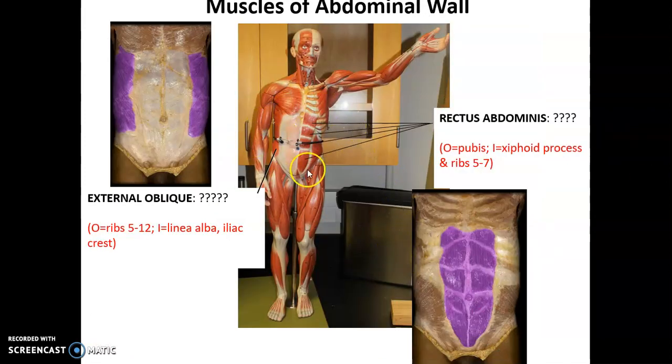All right, then we get to the abdominal wall. We have anteriorly the rectus abdominis muscles, a right and left rectus abdominis, these thin, long muscles, going from its origin in the pubis to its insertion in the xiphoid process and ribs 5 through 7. And then we also have the external obliques on the lateral sides. The external obliques' origin is in ribs 5 through 12. It inserts into the linea alba and the iliac crest.